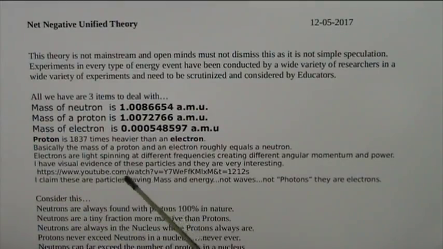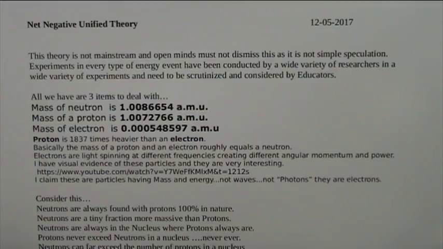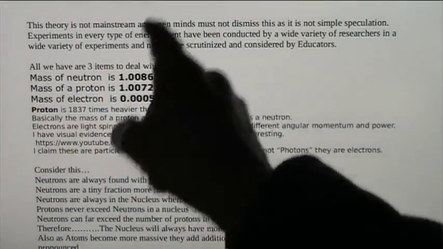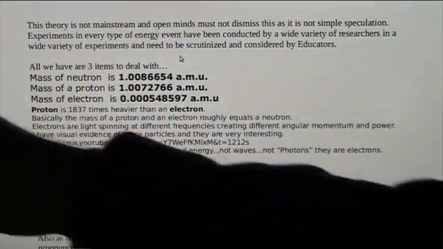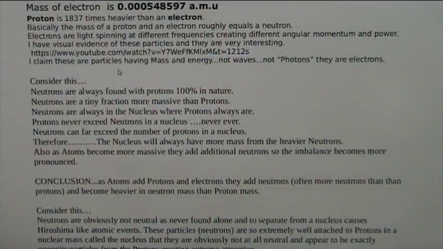I have visual evidence to show this, and I have a link to that. I claim all these particles have mass and energy. They wave as they go forward because they're spinning. If you look at it from the side, you're seeing an up and down wave, but it's actually a particle moving forward. That's what I claim. They're not photons, they are electrons.